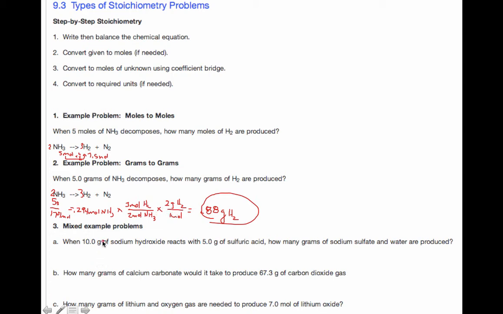This next set of mixed examples, I'm going to postpone because these are quite hard, actually. So let's go on to the limiting reactant section.